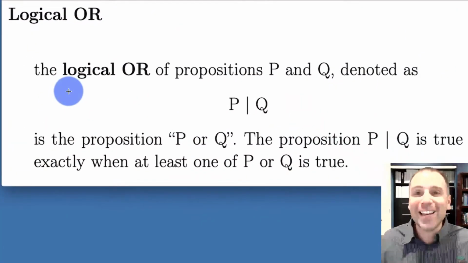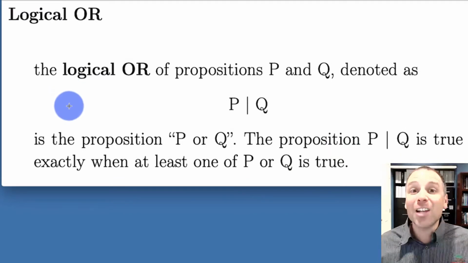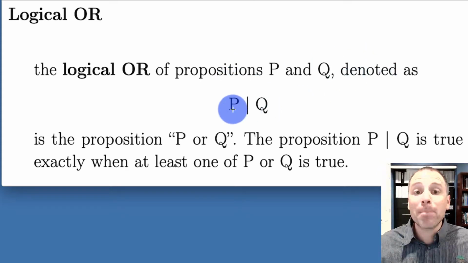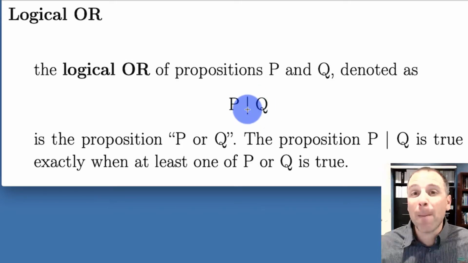In this video, we're going to talk about a third operator, which is called the logical OR operator. Let's jump right in and define what that means. The logical OR between two propositions P and Q is denoted as P vertical bar Q. That little vertical bar is also sometimes called the pipe key. We'll see where that is on the keyboard in just a second. When we see those symbols in that order, we read that as P or Q.